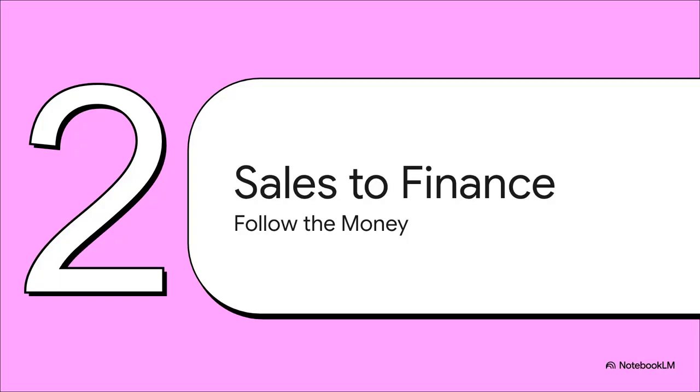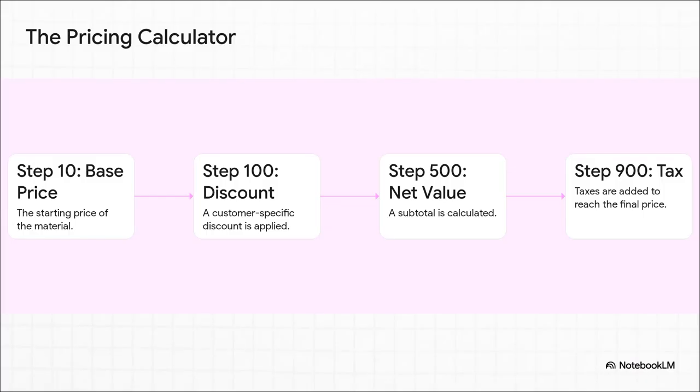Okay, so we've built the core logic of the system. Now, let's do what's really important. Let's follow the money. This next part is all about connecting our sales activities to the company's financial books. At the core of all pricing is basically a step-by-step calculator. The system uses what's called a pricing procedure.